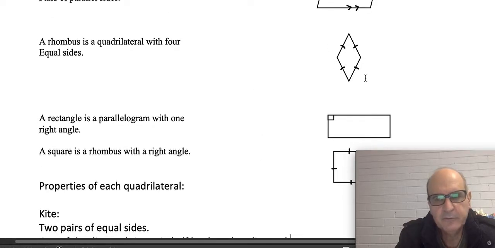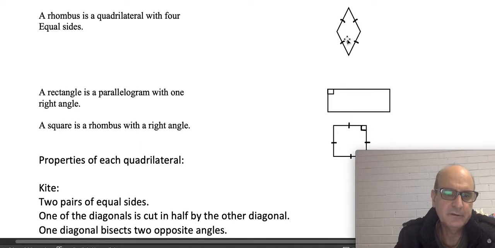So if you look at the rhombus, a rhombus is basically a pushed over square. The difference between a rhombus and a square is that a square has right angles, but a rhombus doesn't. So this rhombus, if I draw its diagonals, this diagonal and this diagonal, they will intersect at 90 degrees. They will cut each other in half, and also they will be the axes of symmetry for this rhombus. So the rhombus has 2 axes of symmetry.